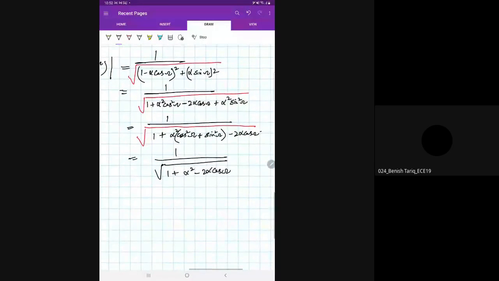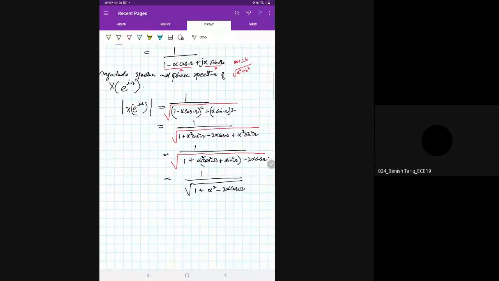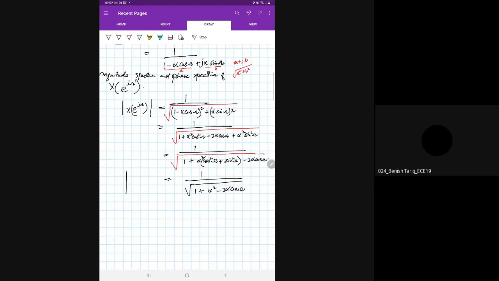ठीक है, yes, I think that is correct. ठीक है. And if we try to find out this is my magnitude spectra. Okay, ये magnitude spectra है. So magnitude of x of e raised to power j omega will be equal to this thing. अगर हम इसको प्लॉट करेंगे, it will give me the magnitude spectra. ठीक है, अगर इसको प्लॉट करेंगे.